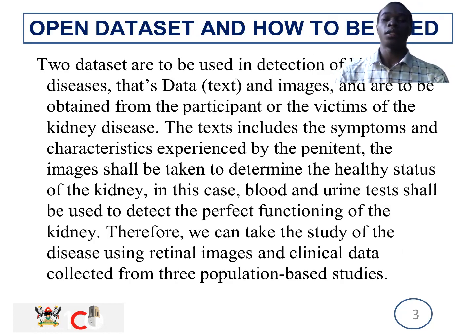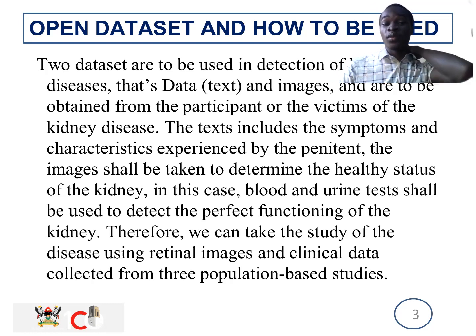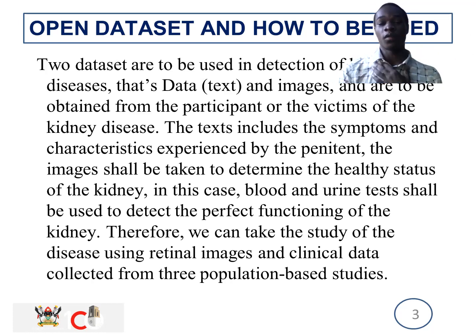Then the open data set and how it is used. In my data set, I have used two data sets, which I'm going to mainly discuss. Those are the texts and the images, and they are to be obtained from the participants or victims of kidney diseases. The text includes the symptoms and characteristics expressed by the patients, and images shall be taken in order to determine the status of the kidney. In this case, blood and urine tests shall be used to detect the proper functioning of the kidney.